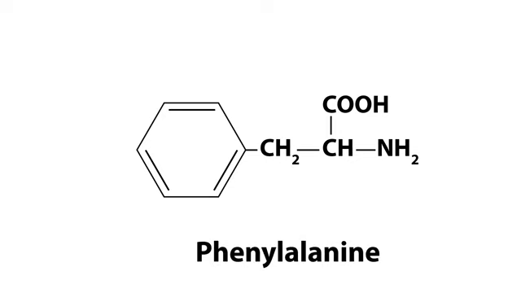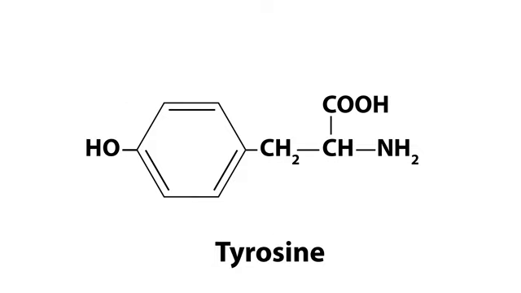So just listen for right now. We're going to write this out in a second. You start with the amino acid phenylalanine, and the enzyme phenylalanine hydroxylase adds a hydroxyl group to make tyrosine.